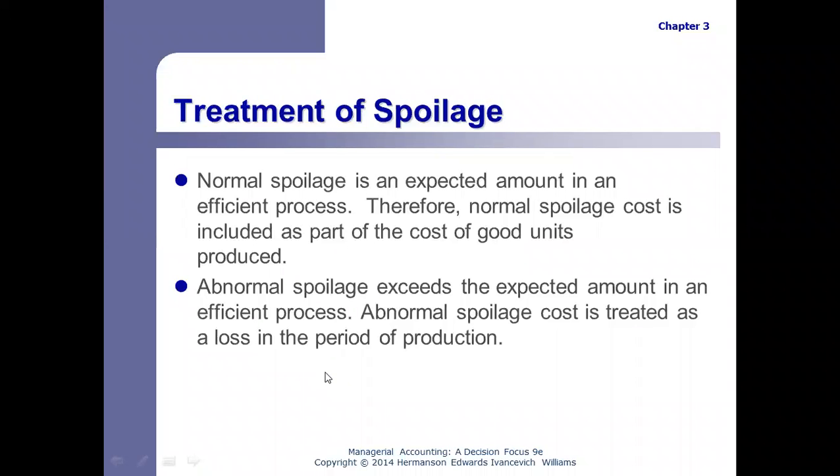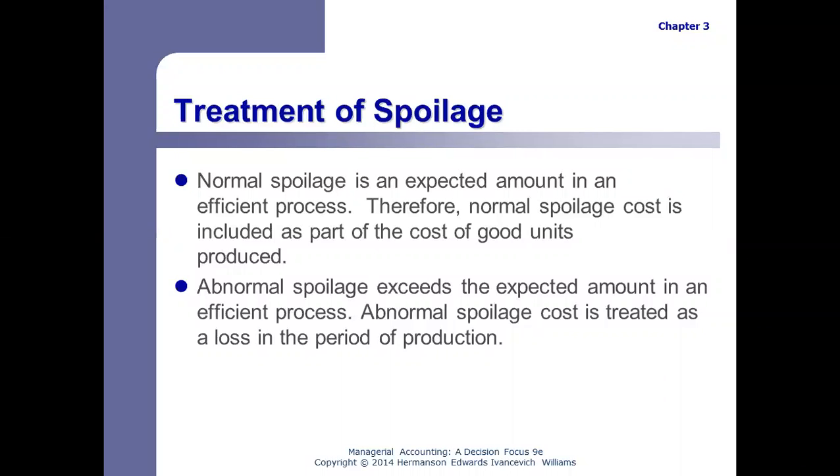Just definitional kinds of stuff here: spoilage. Okay, spoilage is in any kind of process. Anytime you're producing something, there's going to be a little bit of spoilage. Normal spoilage is treated as just part of the cost of goods sold. So it's included, it's taken into consideration in computing the costs. Normal spoilage is simply the expected amount.